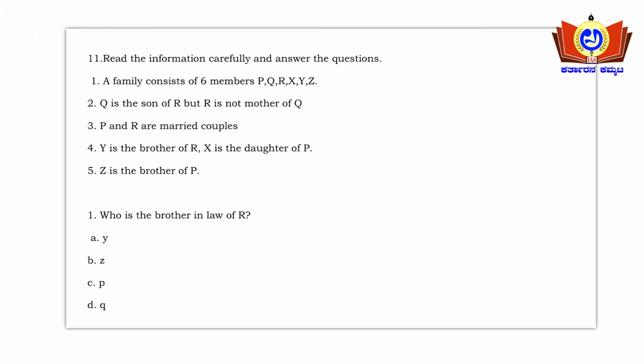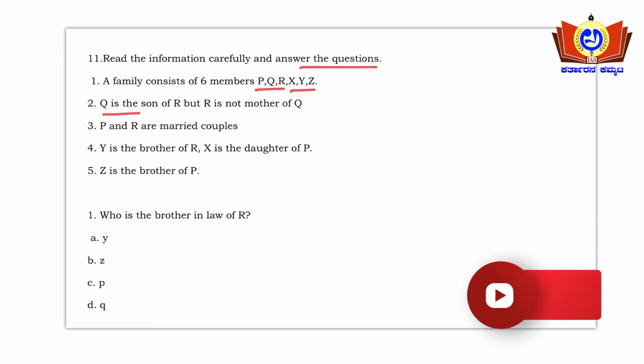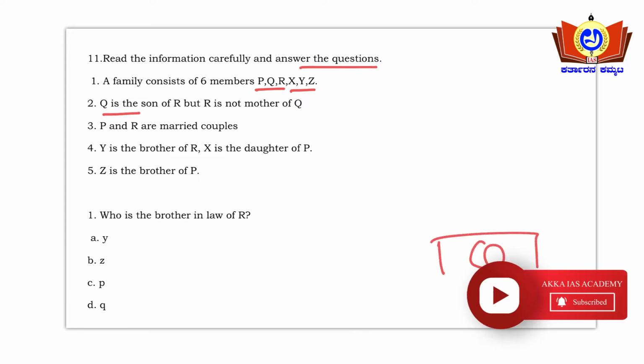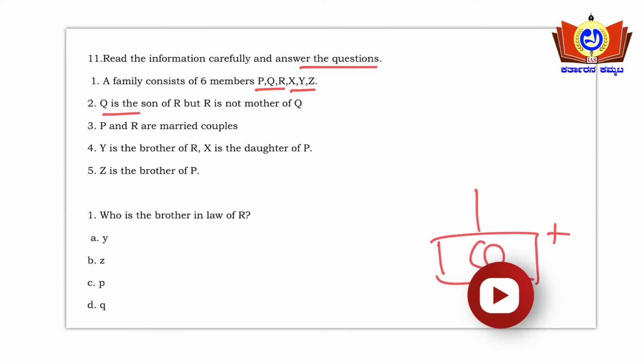Read the following information carefully and answer the question here. A family consists of 6 members, P, Q, R, X, Y, Z. Q is the son of R here. Okay, so Q I'll be writing here, and he is the son of R here.